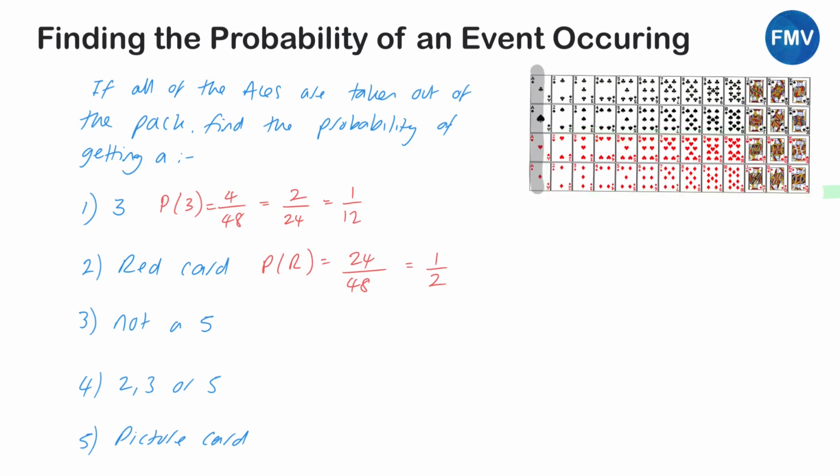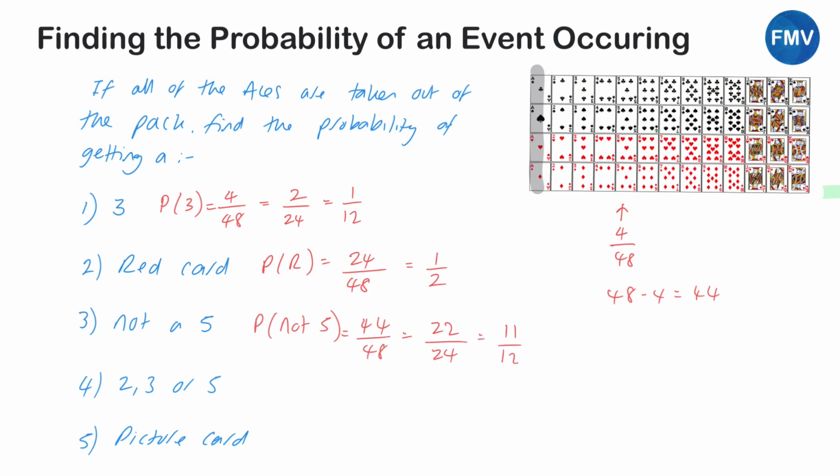Chance of not getting a five, well, there are four fives. So if you think about this, there are four fives in that pack out of 48. Well, the ones that aren't a five are the remainder. So you've got 48 minus 4 gives me 44. So the chance of not getting a 5 is 44 out of 48, which is the same as saying 22 out of 24, which is the same as 11 out of 12.